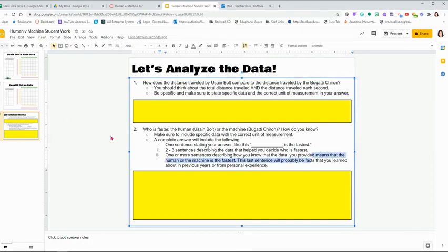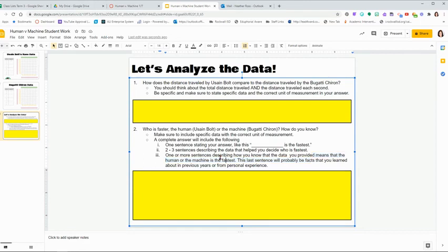Next up, who is faster, the human, Usain Bolt, or the machine, Bugatti Chiron? How do you know? Make sure to include specific data with the correct unit of measurement. So I want to make sure and use meters and seconds. A complete answer will include the following. 1 sentence stating your answer like this: blank is the fastest. That's it. Then 2 to 3 sentences describing the data that helped you decide who is the fastest.